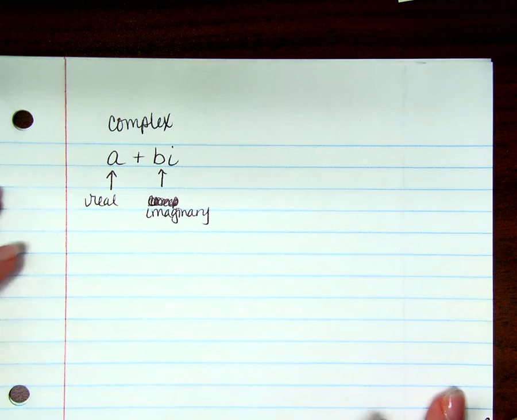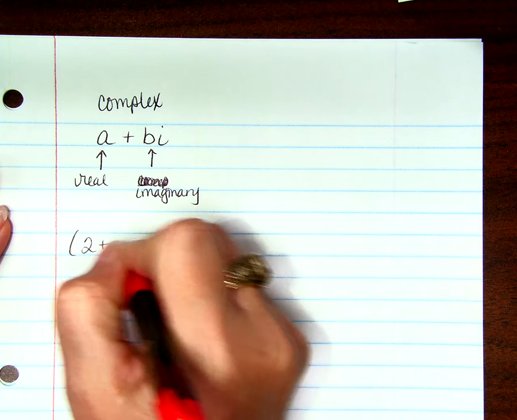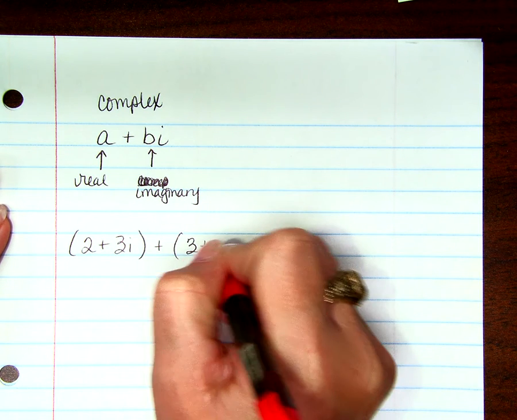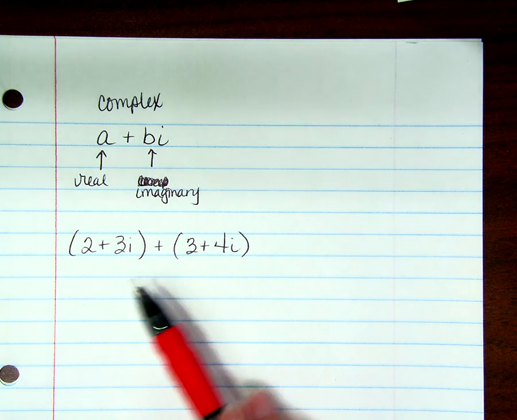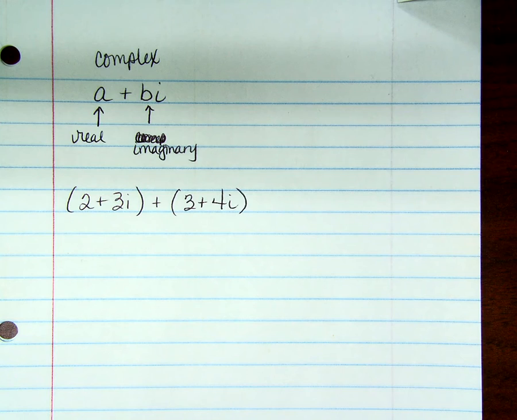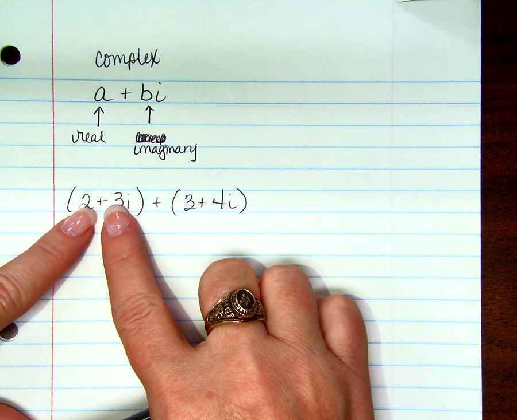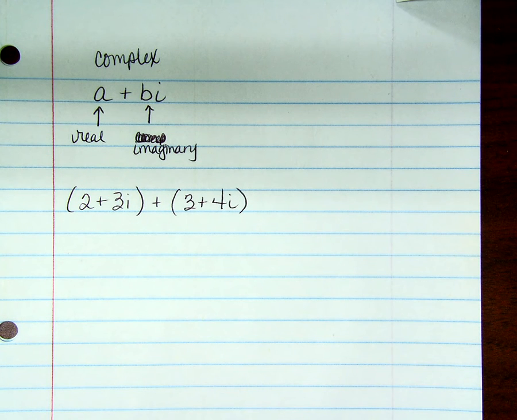You need to be able to do some basic operations with complex numbers. For example, 2 plus 3i plus 3 plus 4i. Now, sometimes the parentheses confuse people because they're like, ooh, parentheses are supposed to multiply. Well, all it's doing is telling you this is one complex number and this is one complex number. What am I allowed to combine?